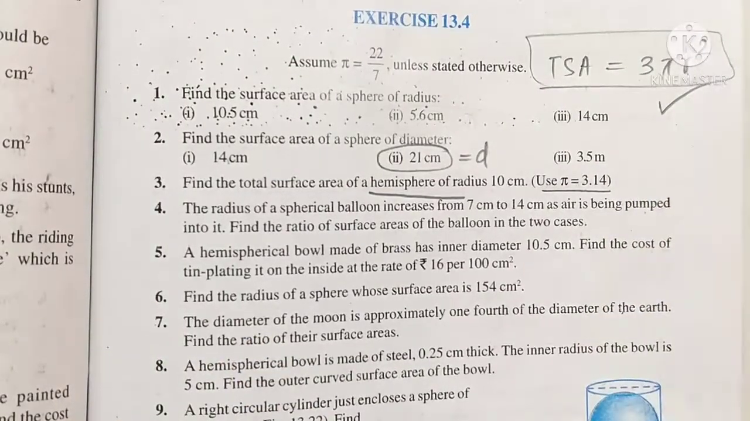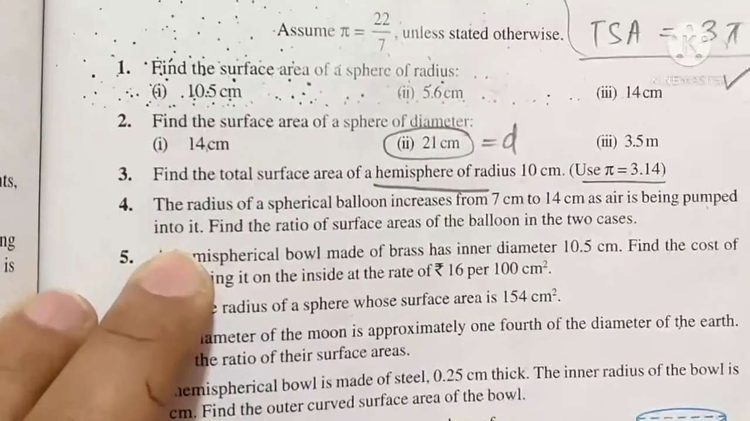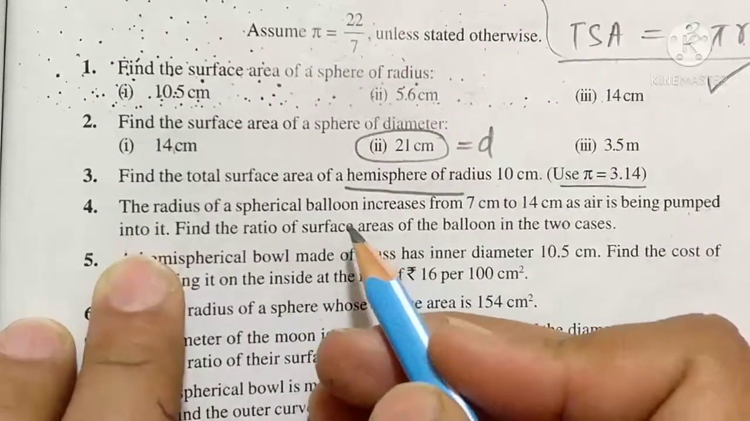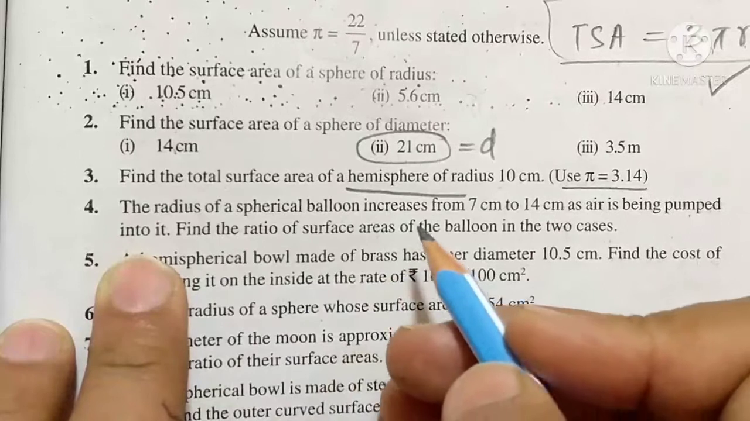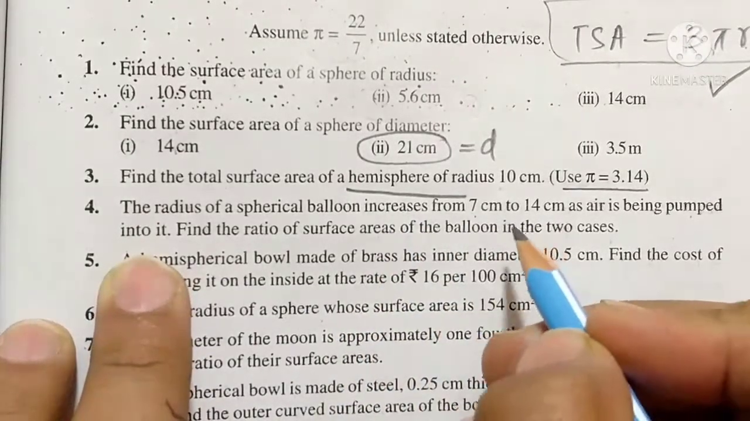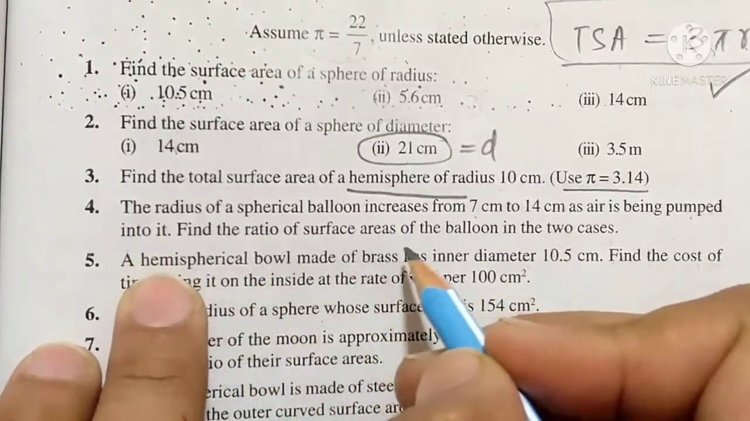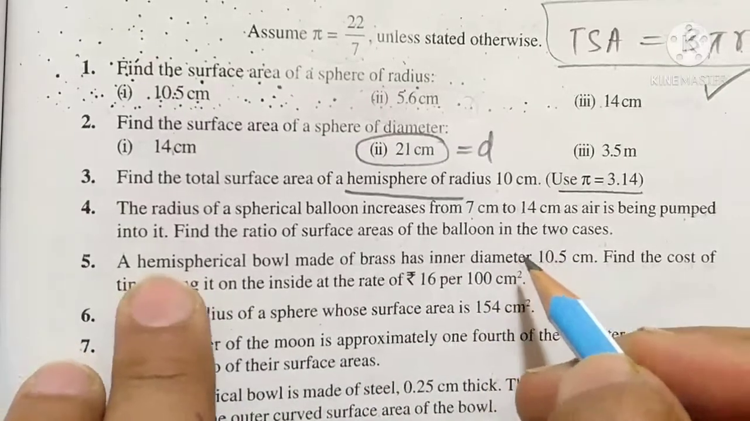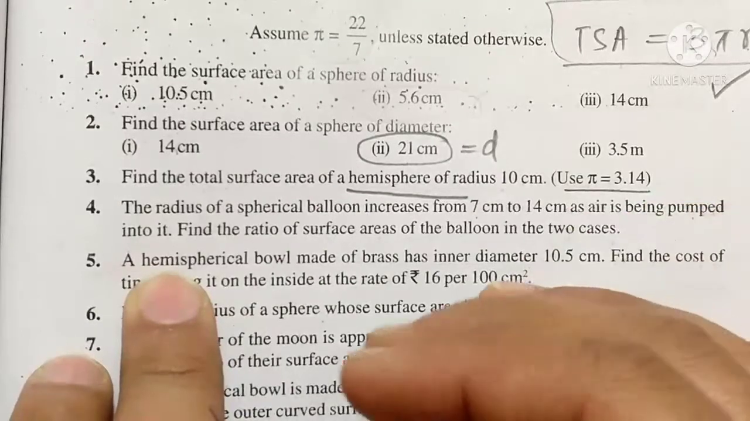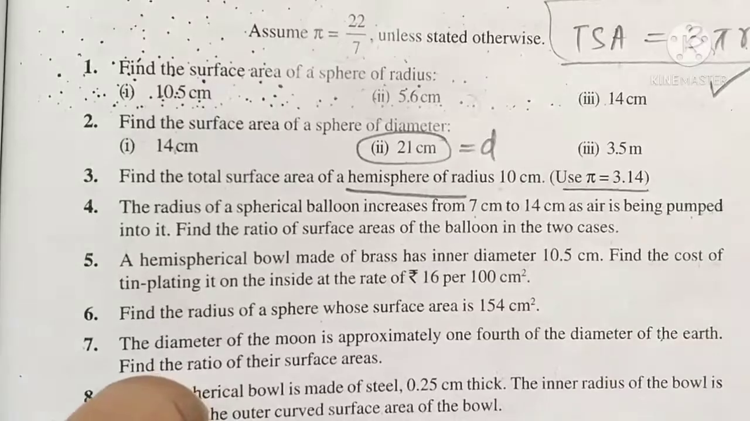What question number 4 is saying? The radius of a spherical balloon. Just pay attention here. The radius of a spherical balloon, a balloon which is in spherical shape, increased when we are pumping it. So earlier, before pumping air, it was 7 centimeter. When we pump air into it, it becomes 14 centimeter. Okay, so find the ratio of the surface area of the balloons in the two cases. Two cases means first case before pumping air, and the area which comes after pumping the air. Let's do this question.